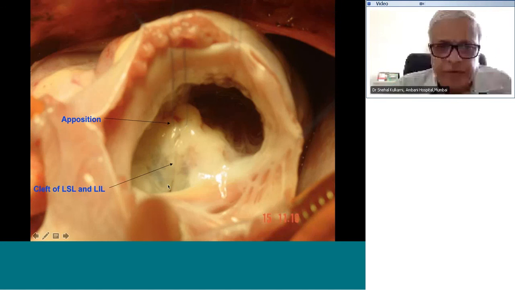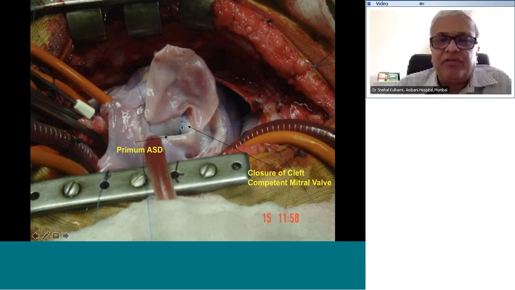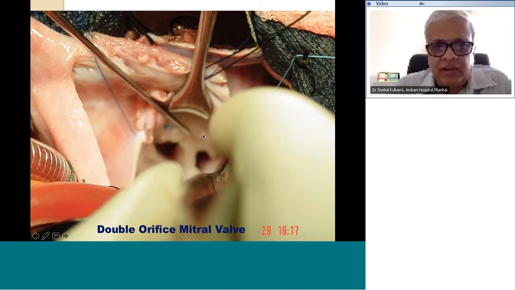Just a few post-operative photographs. This is how, when we fill up the heart, when it's arrested with cardioplegia, the cleft looks. This is the left inferior bridging leaflet. That's the left superior bridging leaflet. That's the site of apposition. And this is the cleft, which is closed, and this is the base of the primum ASD. The left AV valve cleft has been closed, and the pericardium is used to close the primum ASD.